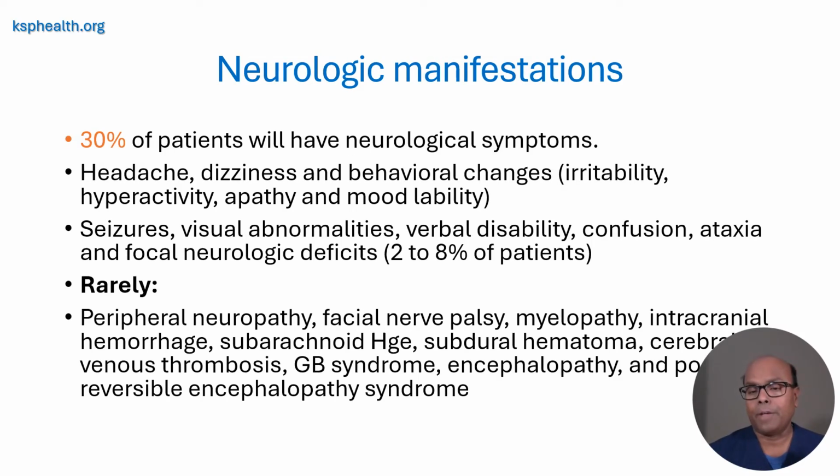30% of the patients will have neurological symptoms. It can manifest as headache, dizziness, or behavioral changes such as irritability, hyperactivity, apathy, and mood lability. In 2 to 8% of the patients can have seizures, visual abnormalities, verbal disability, confusion, ataxia, and focal neurological deficit. Rarely, they can present as peripheral neuropathy, facial palsy, myelopathy, intracranial hemorrhage, subarachnoid hemorrhage, subdural hematoma, cerebral venous thrombosis, Guillain-Barré syndrome, encephalopathy, and posterior reversible encephalopathy syndrome.